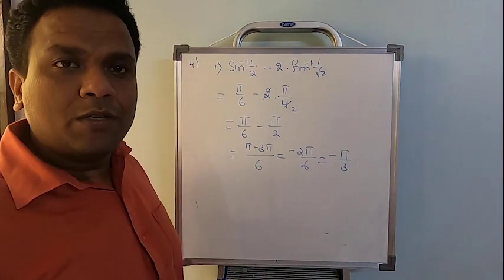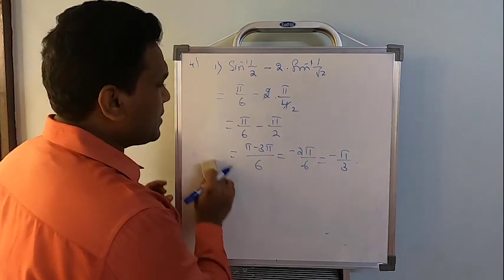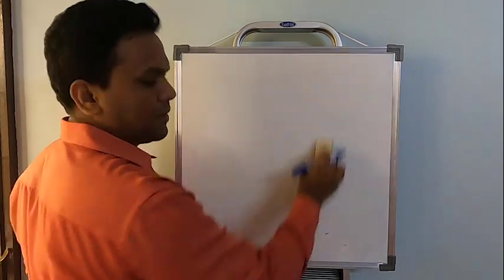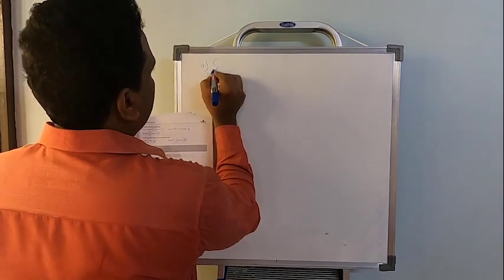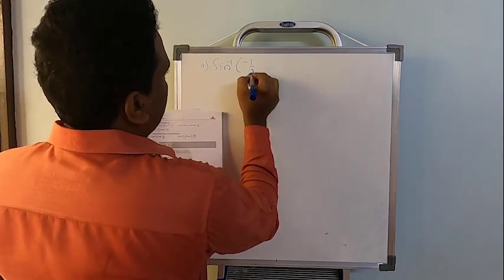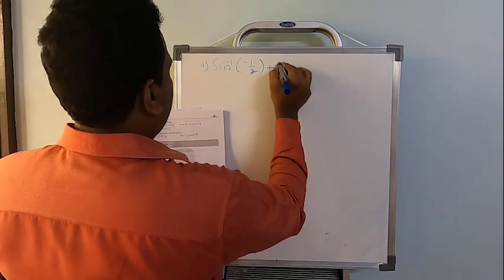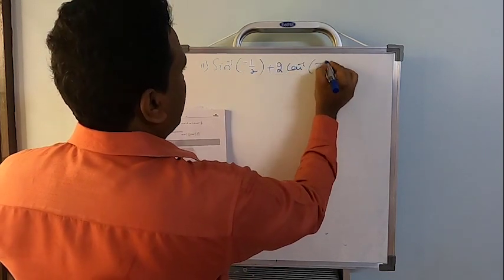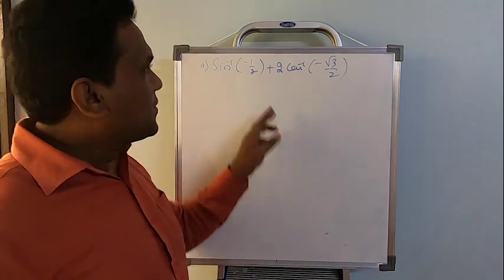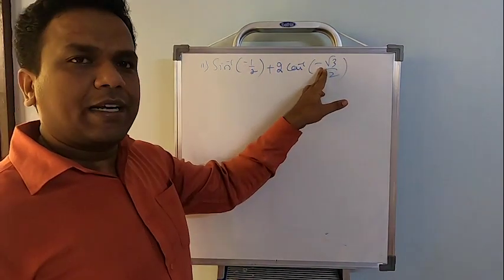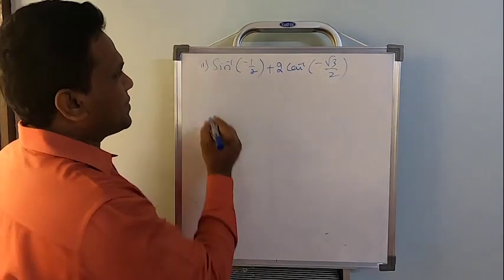So that's the first problem. We have one more in this. The second problem is sin inverse minus half plus 2 into cos inverse minus root 3 by 2. There are negative signs here, so we're going to start simplification from this step.